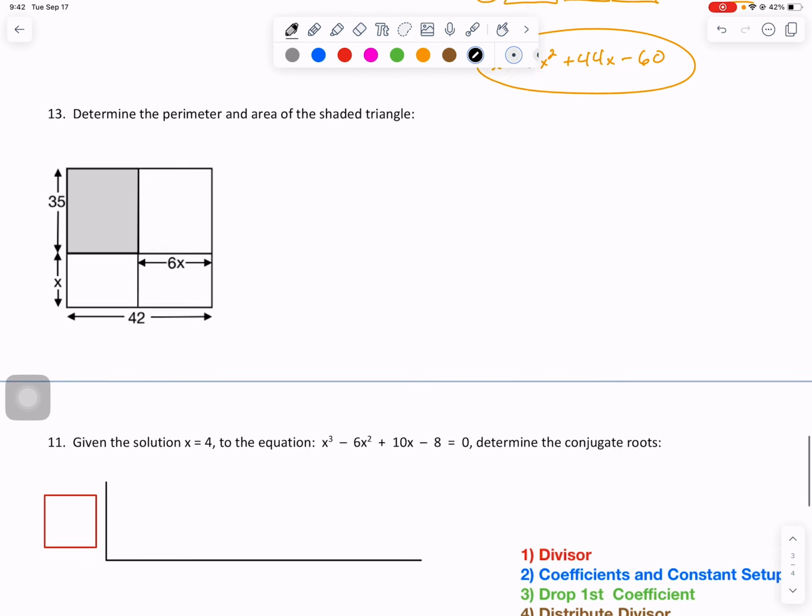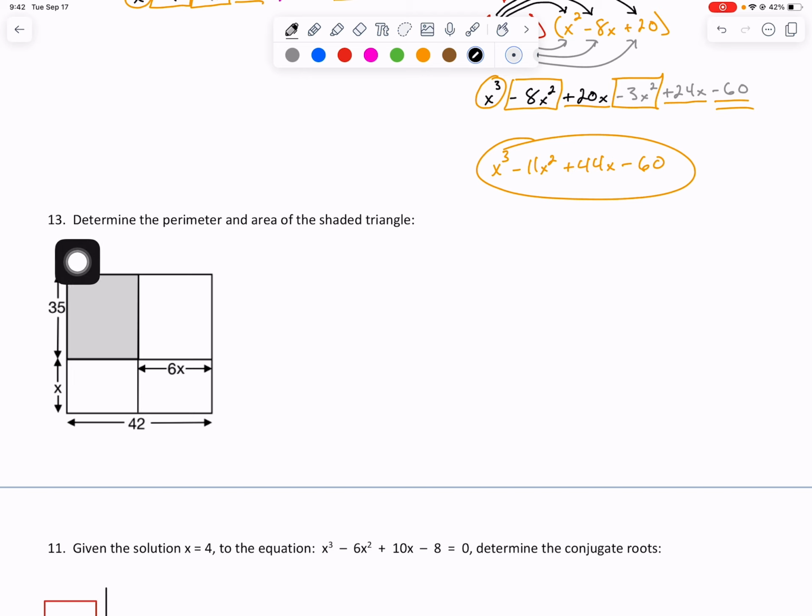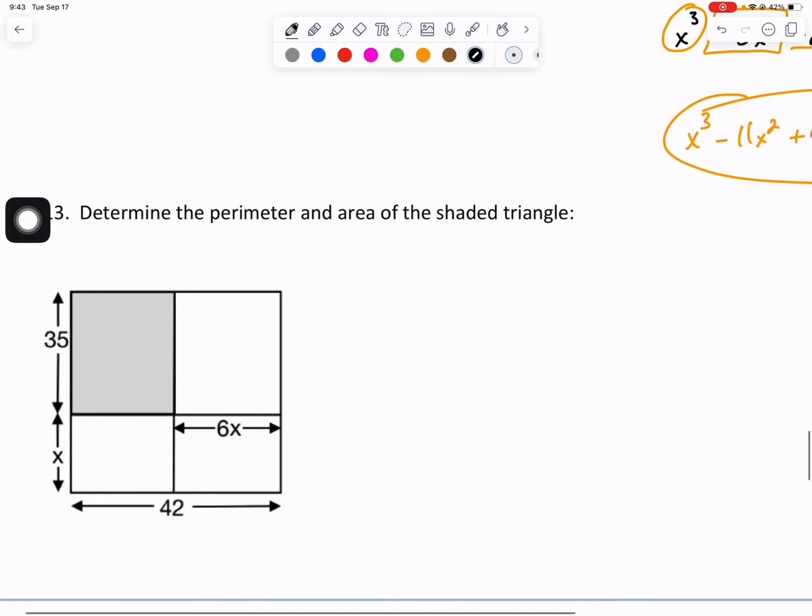Moving forward to number 13, and then we'll get to 11, the beast. Determine the perimeter and area of the shaded triangle. All right, so perimeter here. Let's just determine a couple things. It's 35, I'm going to highlight. Directly across is a 35. We've got either the width or the length, however you want to do it. Now, we need to find this portion here, but in order to do so, we need to take all of our 42.